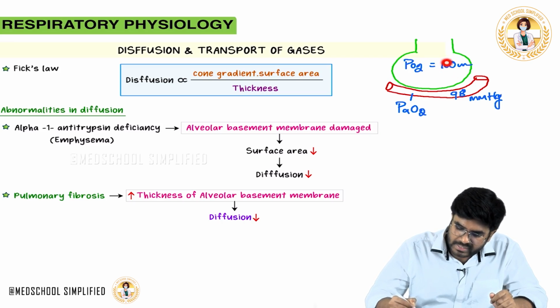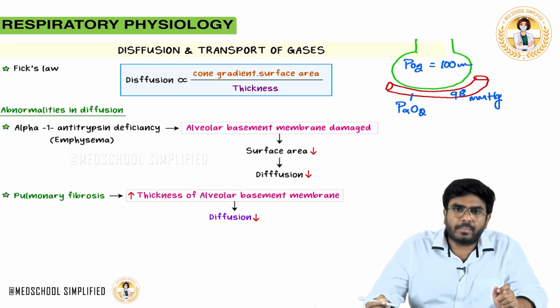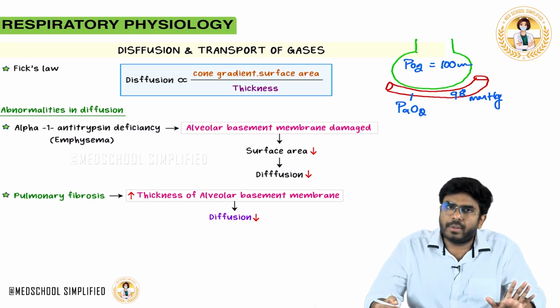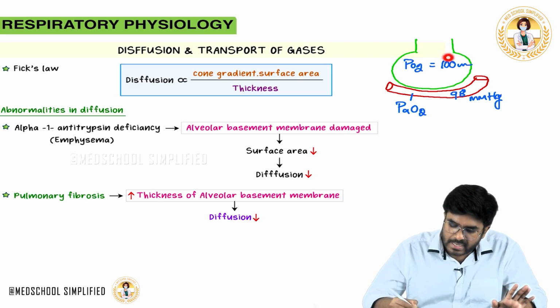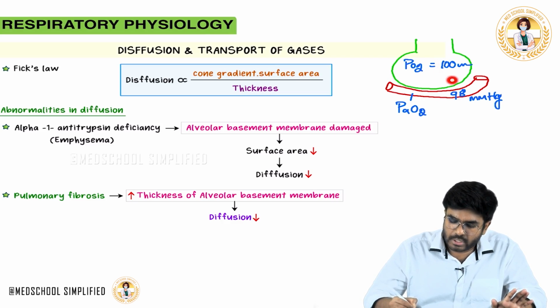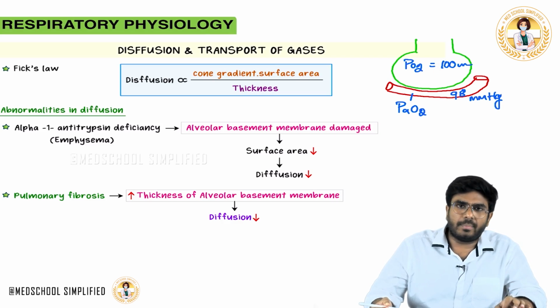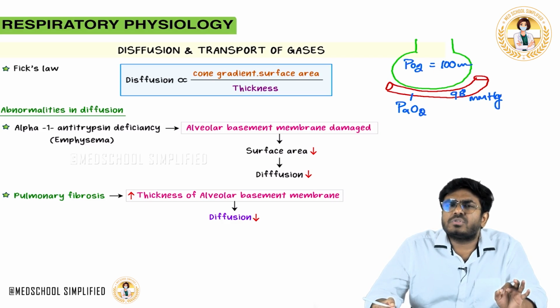Will oxygen diffuse from the alveolus into the capillaries or not? Yes, diffusion will happen, no doubt, because here is high partial pressure and here is low partial pressure. The gradient is 2 mmHg, so diffusion will happen, but only a little diffusion.